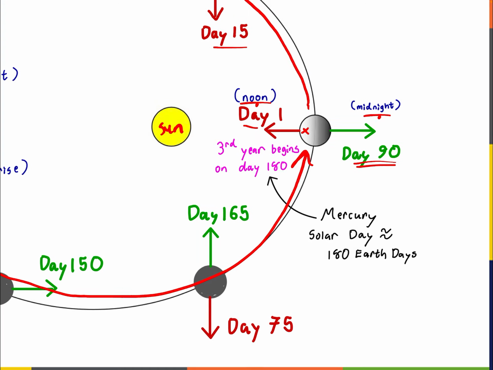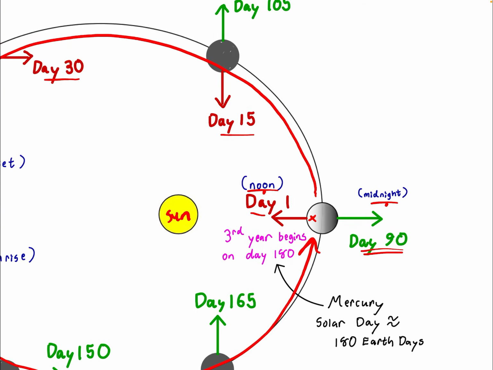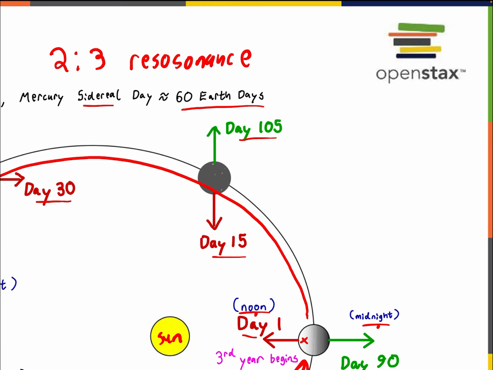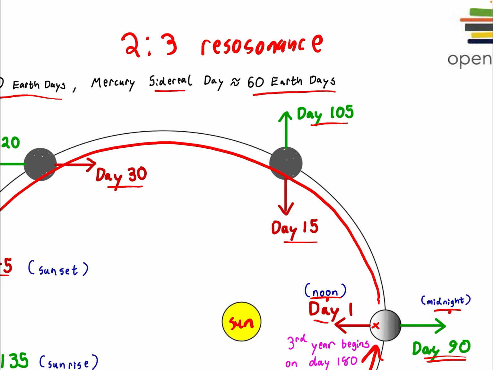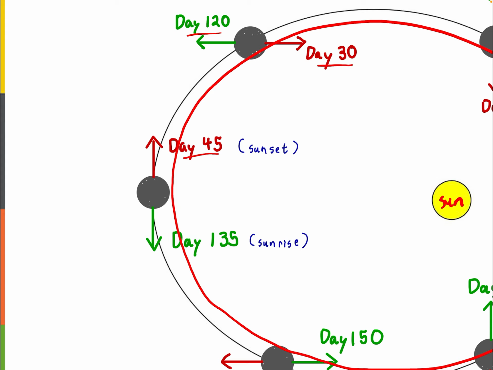Well, that's kind of interesting, isn't it? And again, all we're doing is just tracking the arrow. Notice I changed the color from red to green when we went from day 75 to day 90. That's because now we start our second Mercury year. So all the red arrows are the first Mercury year, but now we're starting our second Mercury year. And so we'll go ahead and go to day 105, still in nighttime, day 120, still nighttime. Finally, at day 135, we have sunrise in terms of the solar day.